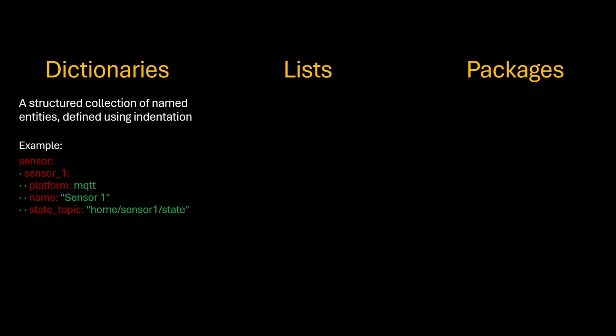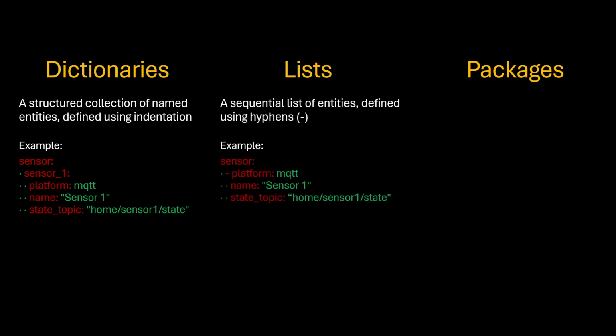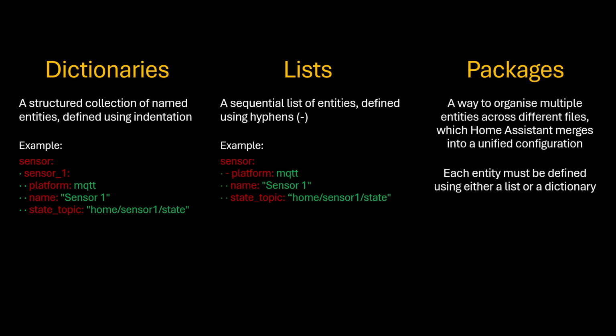Dictionaries, a structured collection of named entities defined using indentation. Lists, a sequential list of entities defined using hyphens. Packages, a way to organize multiple entities across different files which Home Assistant merges into a unified configuration. Each entity must be defined using either a list or a dictionary. It cannot be both. You might want to pause the video and take a photo of this slide, as you may use it later on.